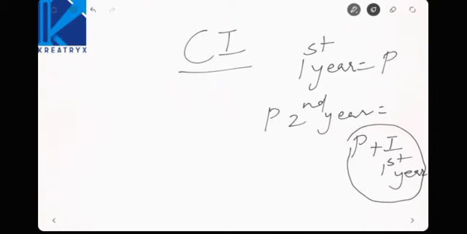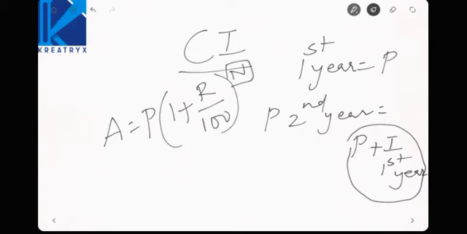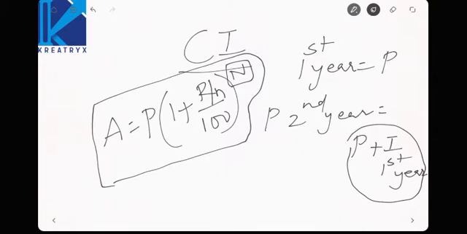Now how do you find out the total amount gained after compound interest? That is equal to principal into 1 plus rate of interest by 100, whole to the power of n. N is nothing but how many times you have compounded the given principal amount. If the compounding is done many times, r has also to be divided by n. So the total formula will be A is equal to P into 1 plus r by n by 100, whole to the power of n.